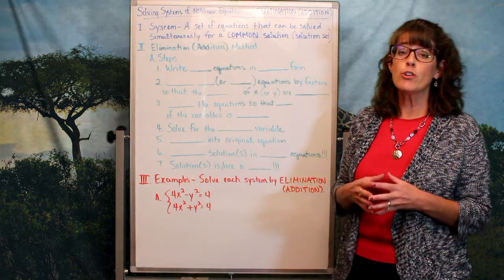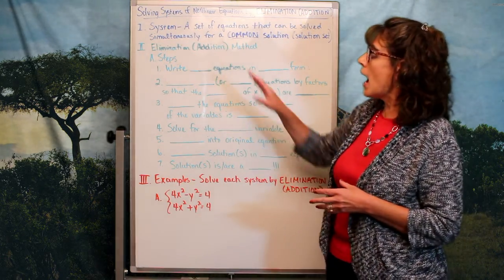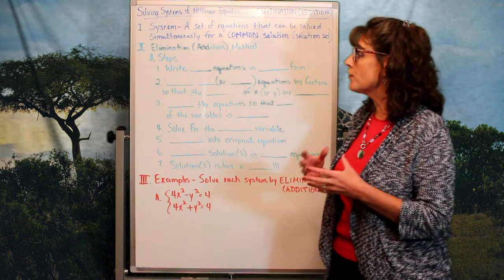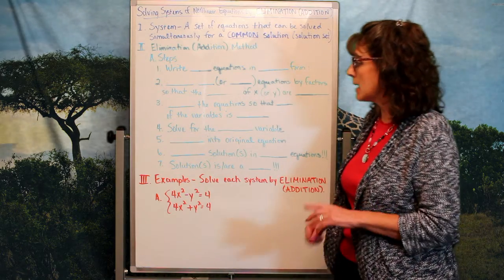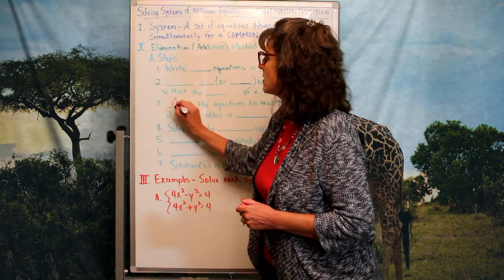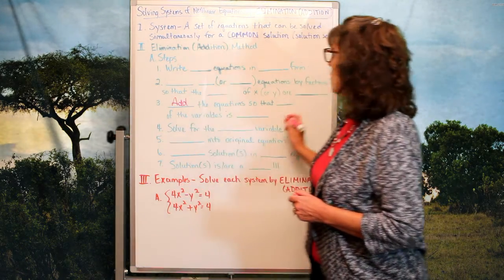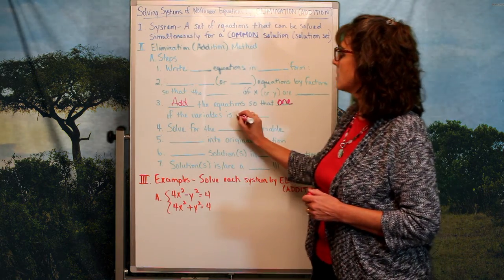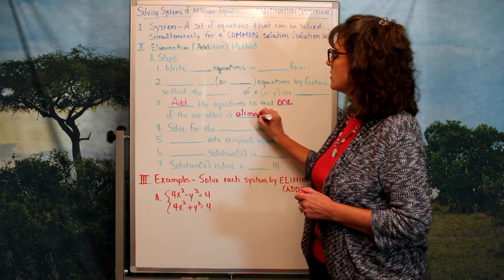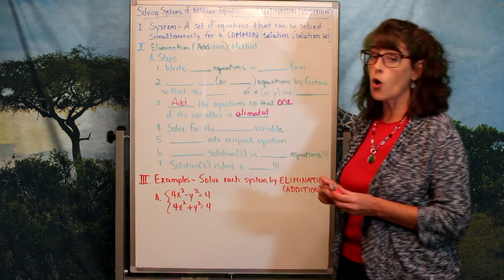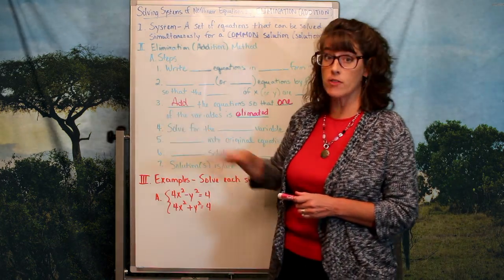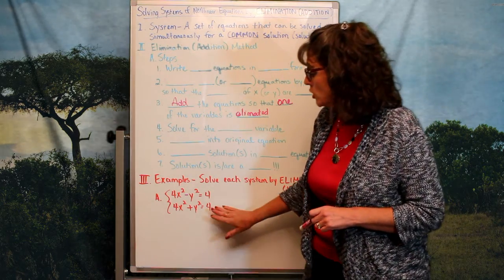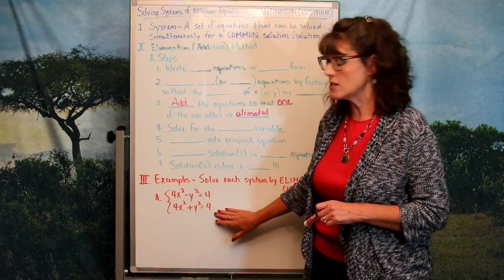But in order to find those points of intersection, I'm going to do this method of elimination, also called the method of addition. In order for this to happen, I need to be able to add the equations so that one of the variables is eliminated. That's the whole goal, and again, that's why this is called the method of addition at times, because you're going to add the equations. Also called the method of elimination, because you're going to eliminate a set of variables. So take a look at what I have right here in this example.